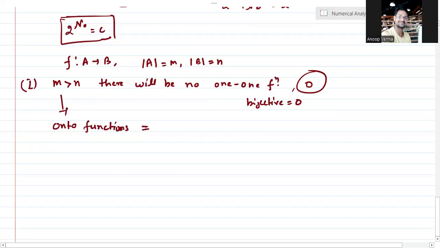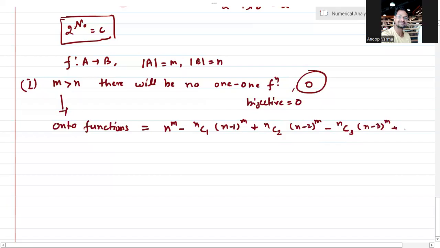So that will be defined by this formula. This is n to the power m minus nC1 (n minus 1) to the power m plus nC2 (n minus 2) to the power m, minus nC3 (n minus 3) to the power m, and so on.